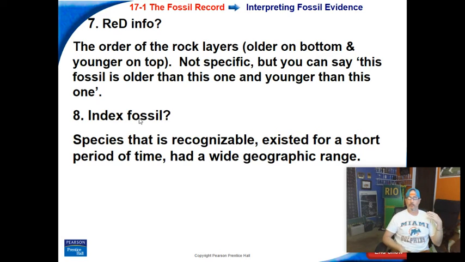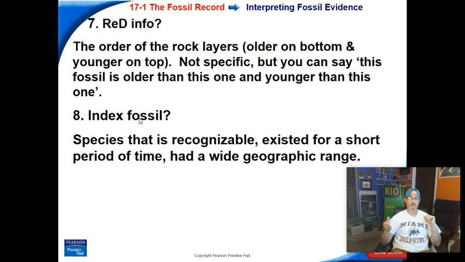An index fossil has some characteristics. Like the index of your book, you look up in the index to find information about that word or that term. Index fossil, characteristics of that: the species needs to be recognizable. You need to know what it is. You need to know that it existed for a short period of time, so it didn't live for hundreds and hundreds of millions of years, because that really extends the possible age of that fossil. You want something a little bit more narrow, and it had to have a wide geographic range, which means it can be found in many different places on the planet.